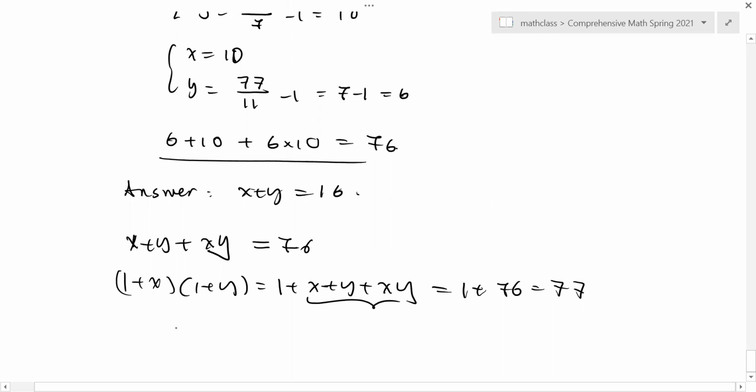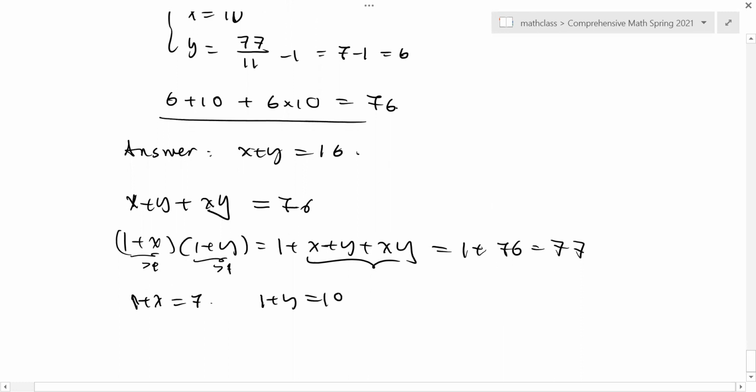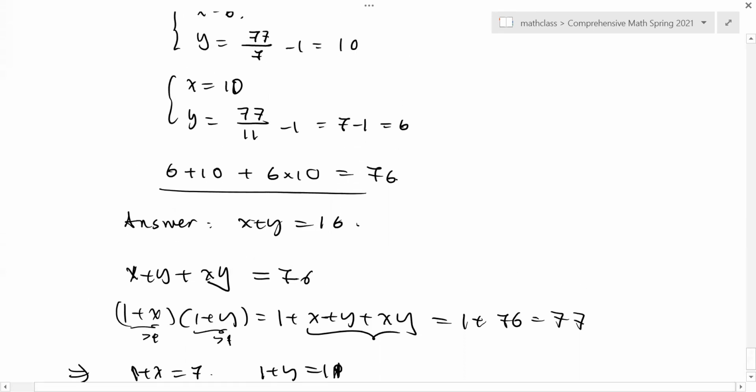So the possible factorizations of 77, and each factor is greater than 1. So I guess 1 plus x equals 7, and 1 plus y equals 11, or vice versa. That implies x equals 6, y equals 10. All right, so this is another way to solve the problem. But this is a little bit more difficult than the previous one. The previous one is a pretty standard trick.